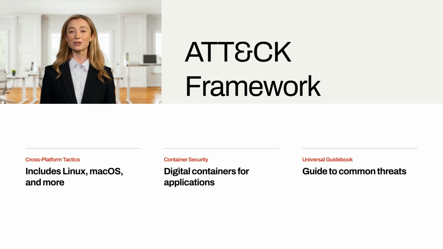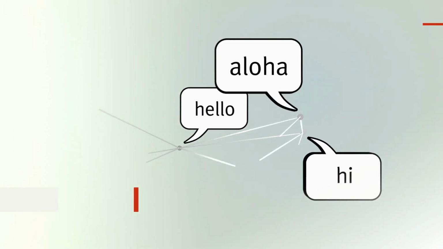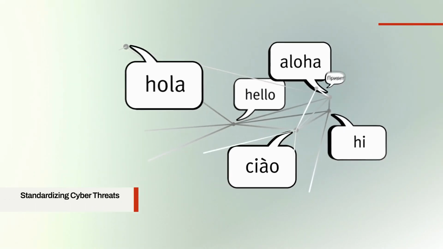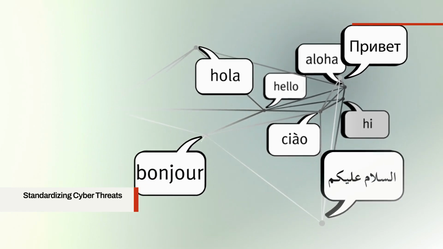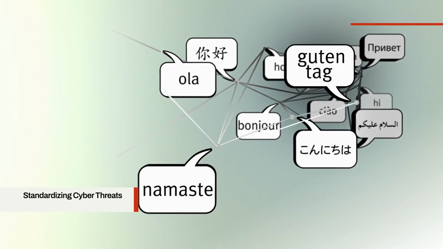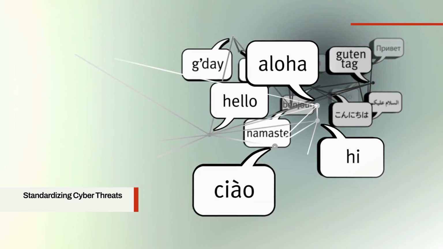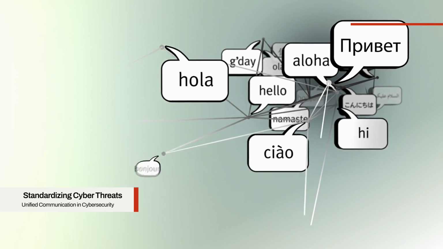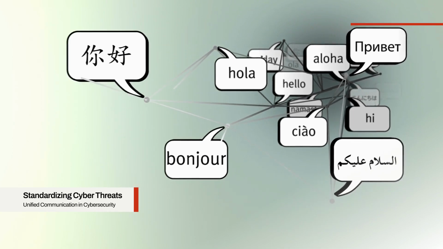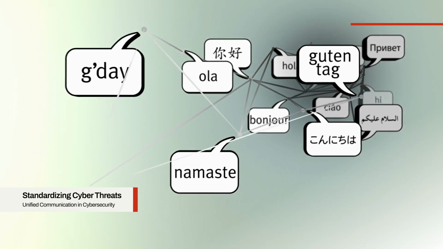It's like having a universal guidebook for cybersecurity across all digital landscapes. One of the most transformative aspects of ATT&CK is how it standardizes the language of cyber threats. Before MITRE ATT&CK, discussing a cyber attack was like trying to describe a painting to someone who's colorblind. Now, we have a palette of terms that everyone understands, making communication within and across organizations much more effective. It's like everyone in a choir singing from the same sheet of music.